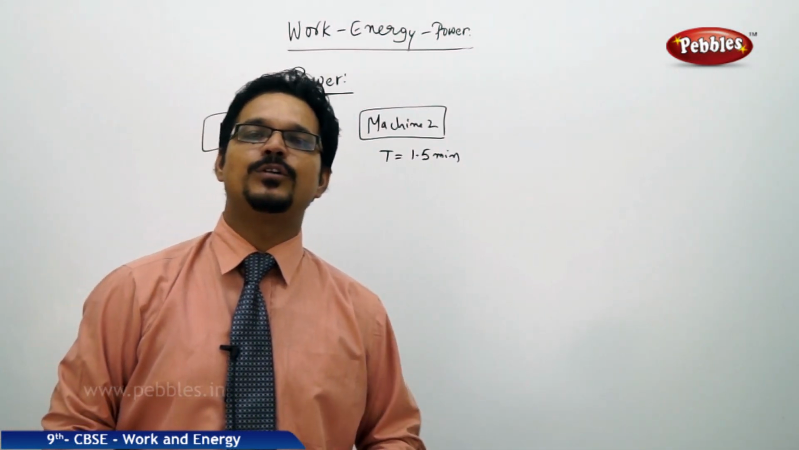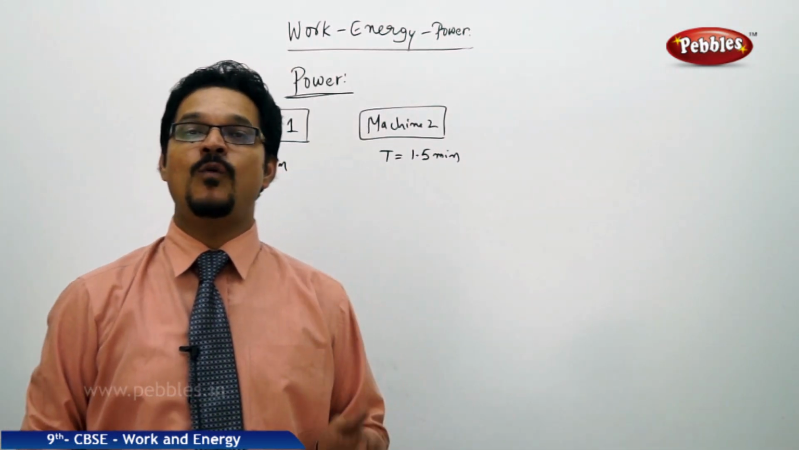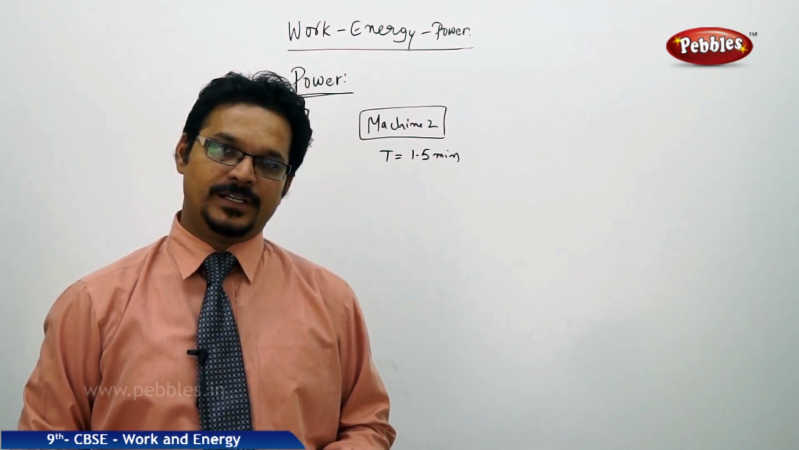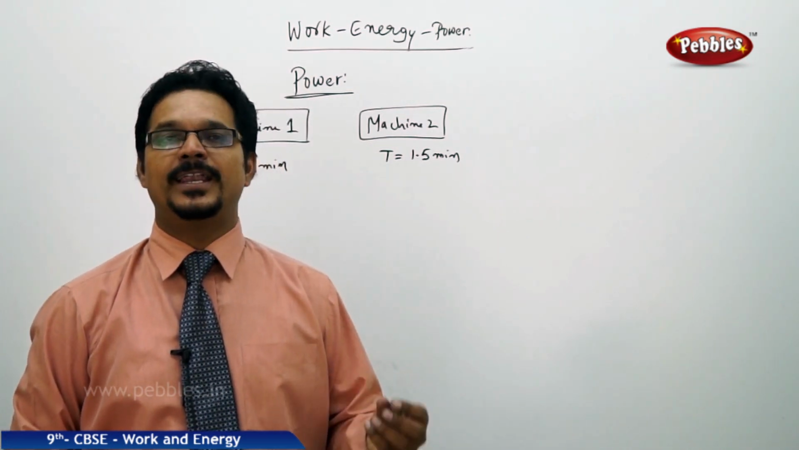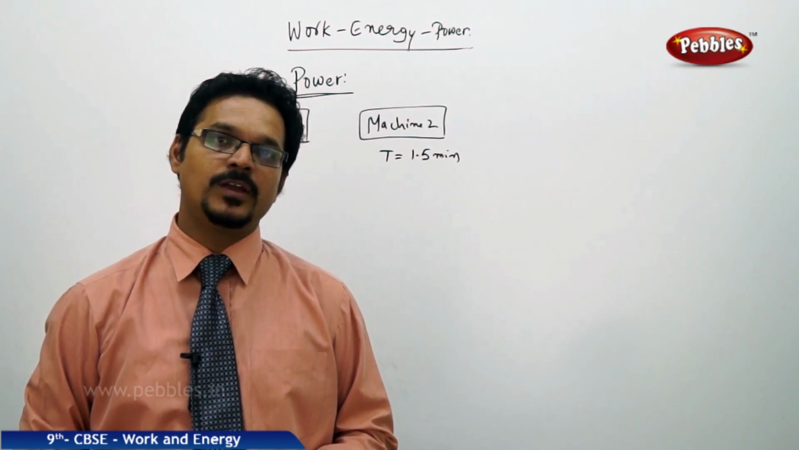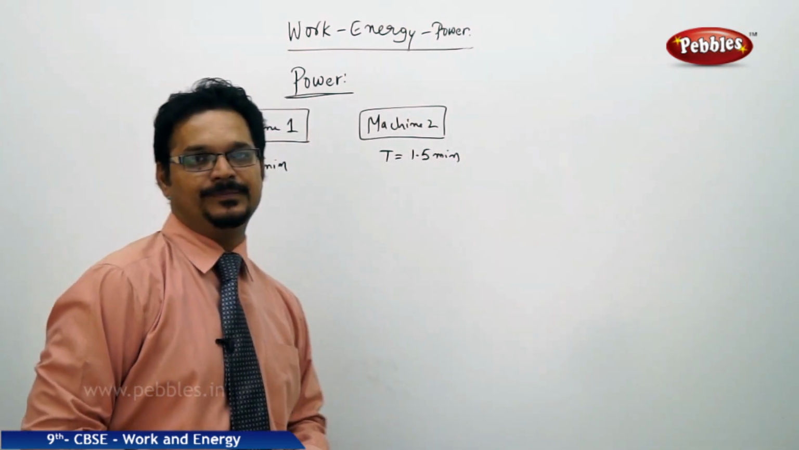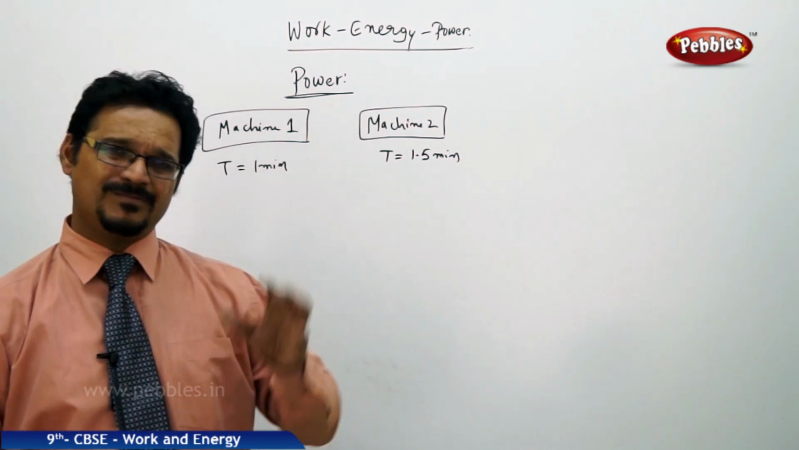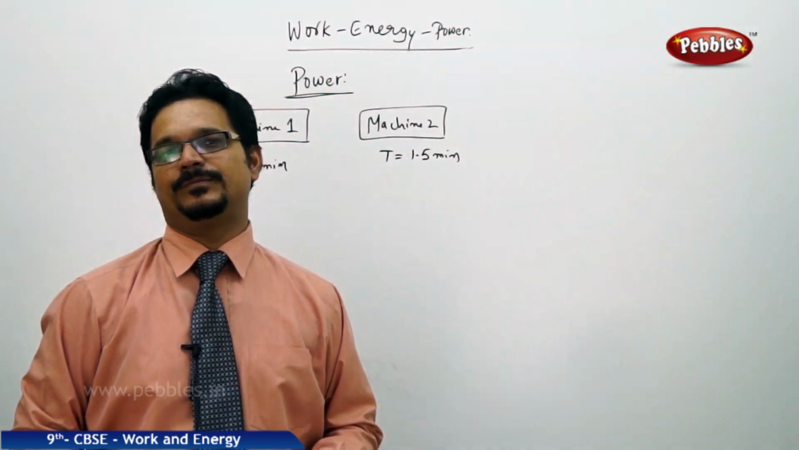So far we learned about what is work, what is energy, how work and energy are related, and especially we learned about kinetic energy and potential energy. You have been given two machines. These two machines are doing some X type of work.